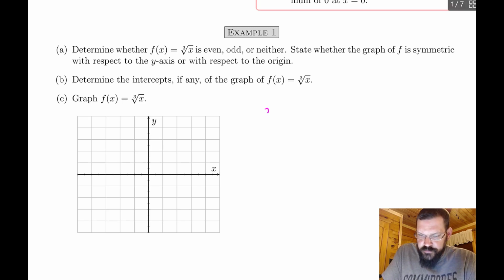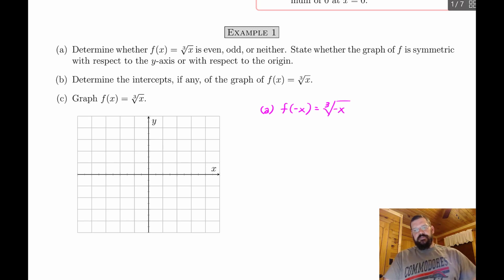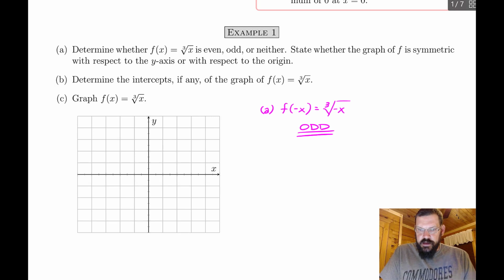So remember, to determine if a function is even, odd, or neither, you evaluate it at the opposite of x, so negative x in this case, and we're taking the cube root of negative x. So how does the cube root of negative x compare to our original function? The cube root of negative x is actually the complete opposite of the cube root of x. So recall that whenever we evaluate this, if we get the complete opposite function, then what we have is an odd function, and that symmetry for an odd function is origin symmetry. So this is symmetric with respect to the origin.